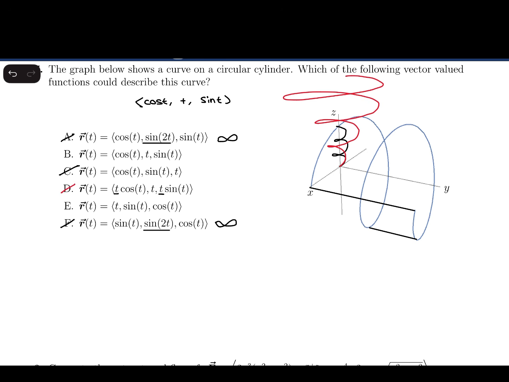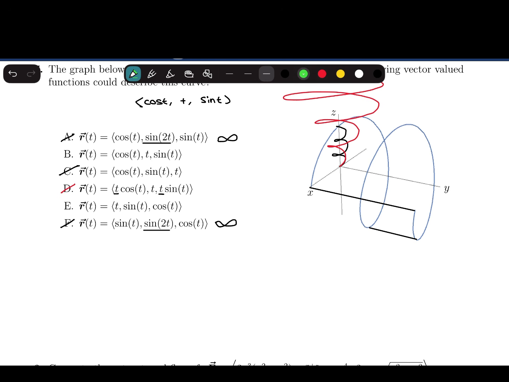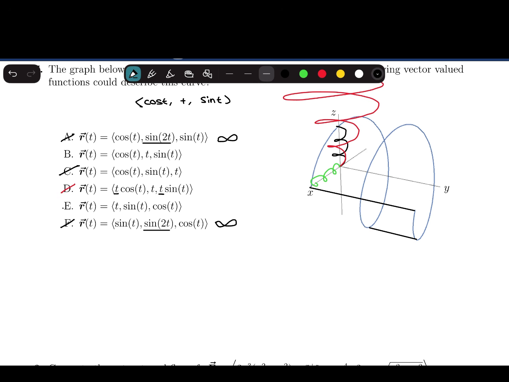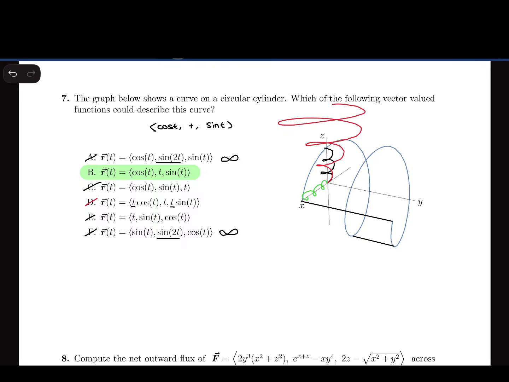And then between B and E, we just look at B and E. B matches what we have. E has a T in the X direction, which means that what E is supposing is that it's now a cylinder in the X direction. I'm so sorry, I'm very bad at drawing. But in this case, we know that it can't be E, and thus it has to be B. So that is question number 7.